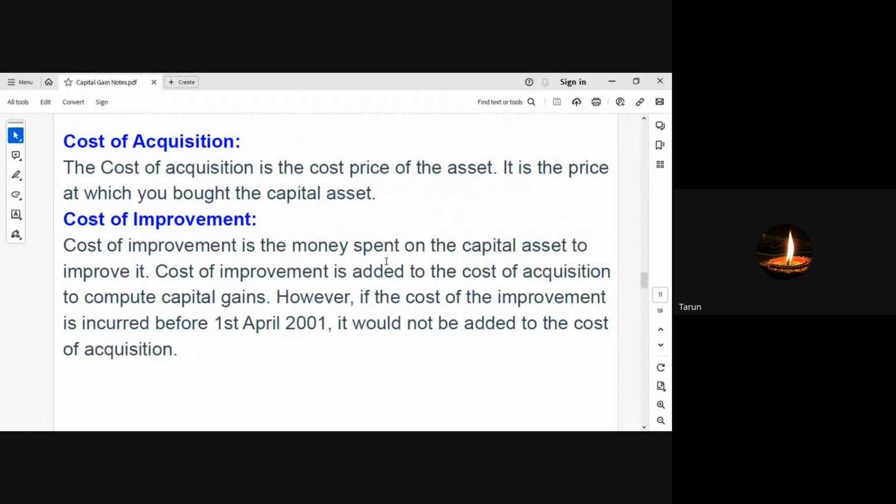That is cost of acquisition. The cost of acquisition is the cost price of the asset. It is the price at which you bought the capital asset. Cost of improvement is the money spent on the capital asset to improve it, such as any kind of repairs or maintenance. But if the cost of improvement was incurred before 1st April 2021, it will not be added to the cost of acquisition. That rule is to be followed in the numerical questions, so such cost will not be added along with the cost of acquisition.